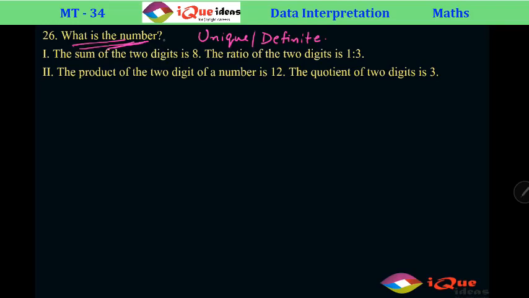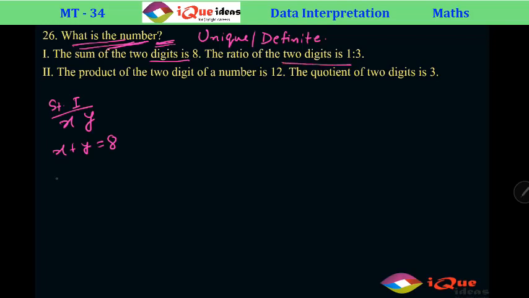Now the question itself does not give us any information. Look at statement 1. Statement 1 says the sum of two digits is 8. So this tells us that this is a two-digit number. So let's say xy. So sum of digits, that is x plus y, is equal to 8. Then it says the ratio of the two digits is 1:3.